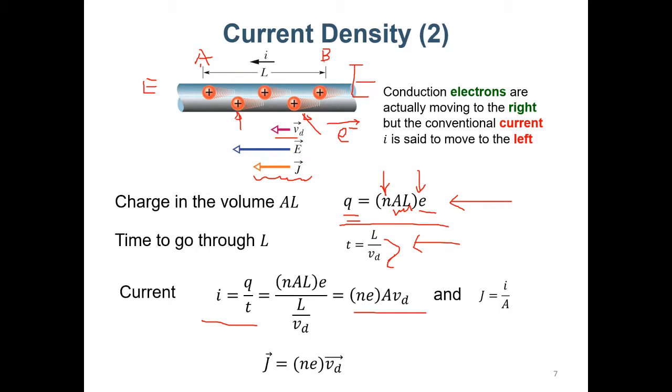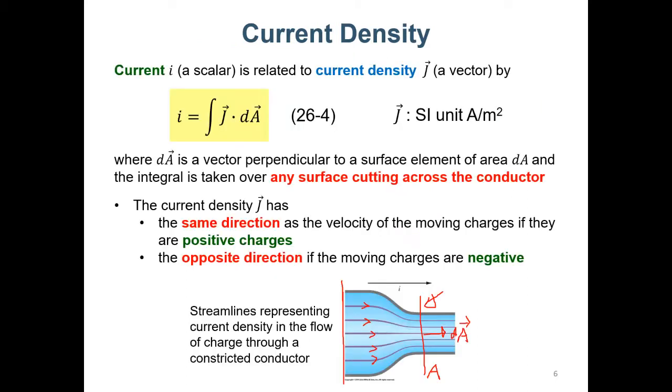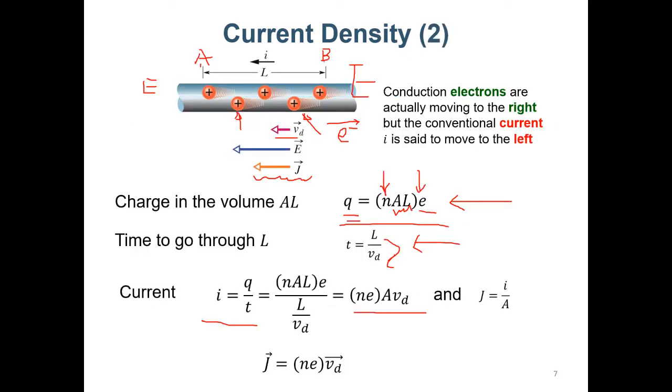And J equals I over A. Because when we assume J is uniform, I will be equal to JA. So J is equal to I over A, and we just divide by A on both sides. So J is NE times VD. And we can write it in vector form because J is a vector, and VD is also a vector.